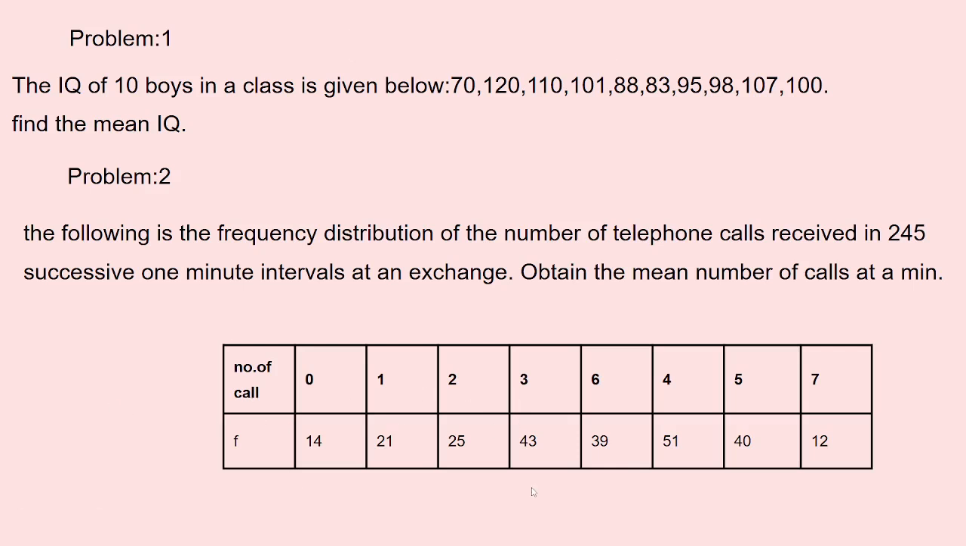Let us solve one more problem. The following is the frequency distribution of the number of telephone calls received in 245 successive 1 minute intervals at an exchange. Obtain the mean number of calls per minute. So, number of calls and frequencies are given. Let's find the mean.